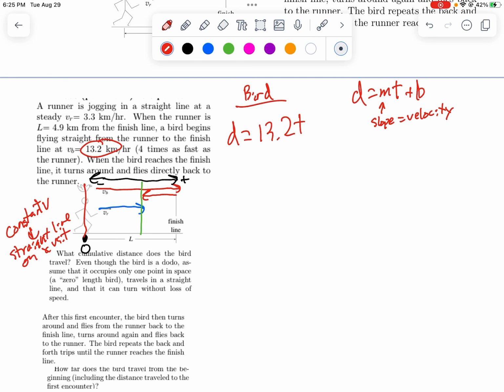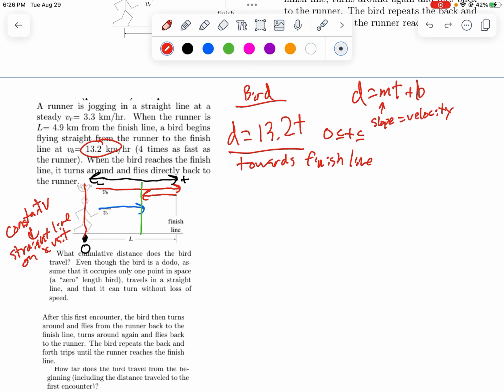Okay, and then this is when the bird goes towards the finish line. So this is all going to be towards the finish line. Okay. So the bird travels 13.2 kilometers per hour and is going towards the finish line. So this only applies for when t is from 0 to some number when it reaches the finish line. Because then after it reaches the finish line, it'll be like negative 13.2 t, because it's going the other way, it's going to the left, so I make my velocity negative.